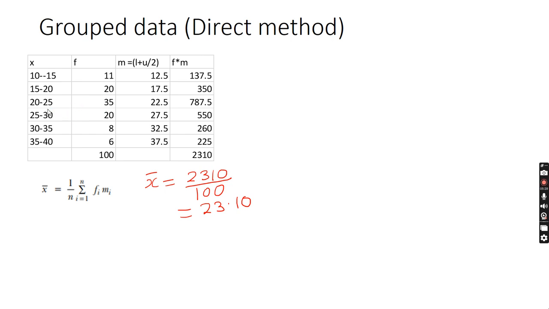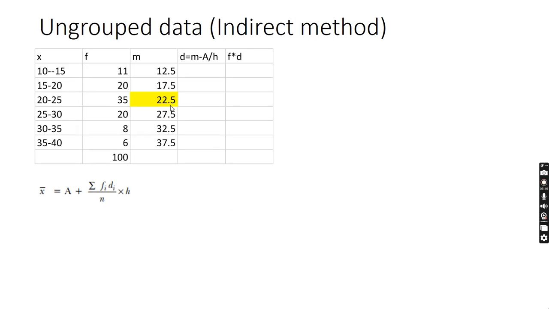So taking, say, the third class 20 to 25, if I add them up, it is 45 and I divide by 2. So my mid value would be 22.5. So I hope you've understood the direct method. Now let's look at the indirect method. Now in the indirect method, there is a slight change.